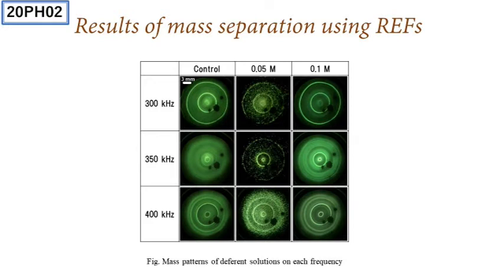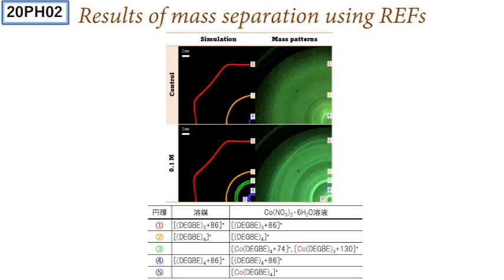We tried to make the central ring clear using computer trajectory simulation. We divided the images at 350 kHz into 5 bands. Bands 1, 2, and 5 are matched between the control and the solution sample. Bands 3 and 4 seem to appear with the existence of cobalt ions. These bands originate from cobalt and molecular compounds generated in the ESI process.